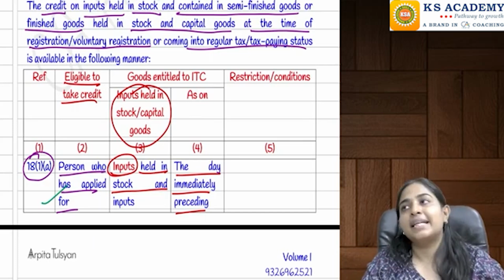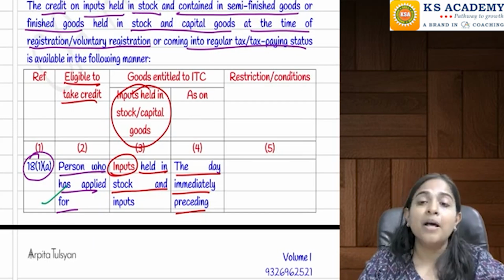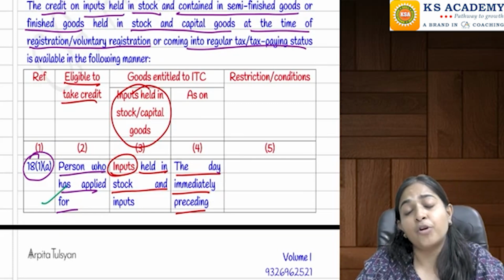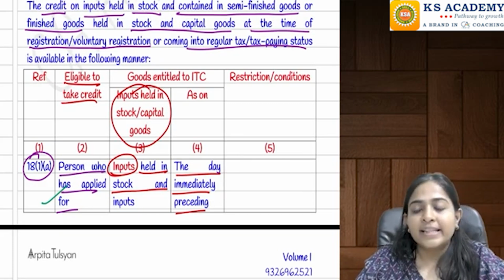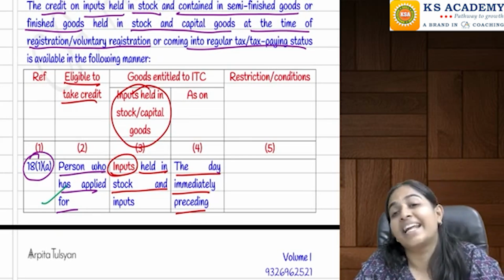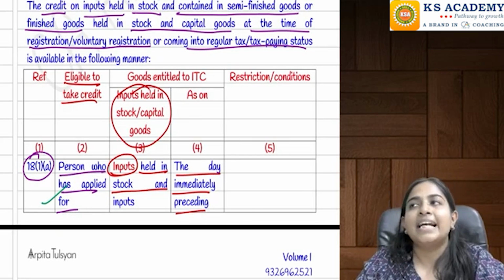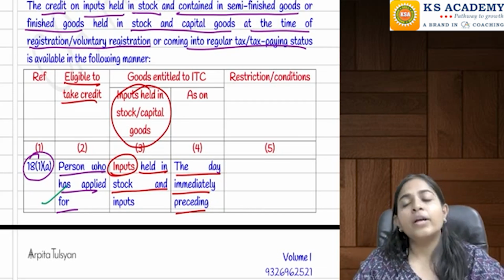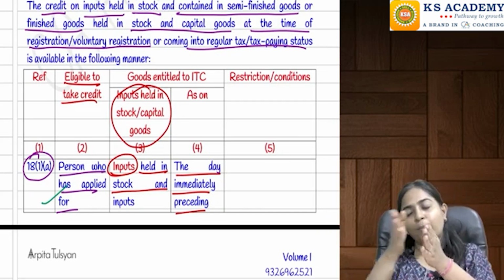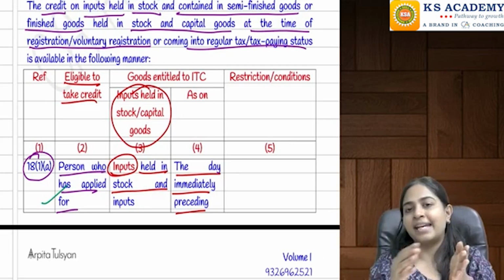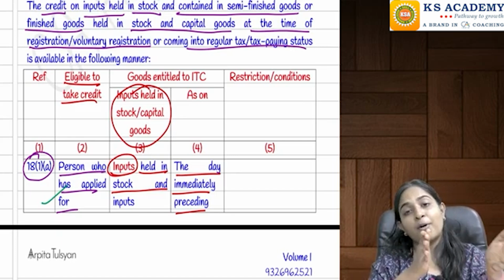Okay, next one. Let's say I am not at all liable to get registered, but I want to take voluntary registration. In case of voluntary registration, my certificate becomes valid from the day it is granted by the government. Let's say the government granted me the certificate on 25th of April. So from 25th April onwards, I will have to start paying taxes on my outward sales, and I can take the ITC, etc. But what about the old credits?